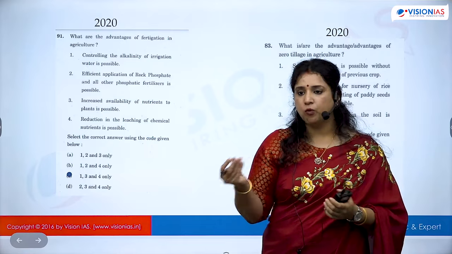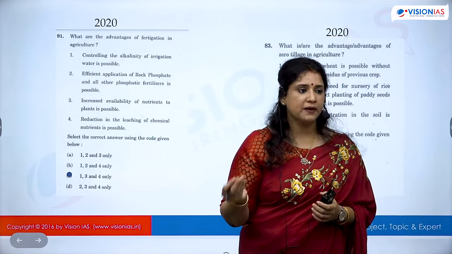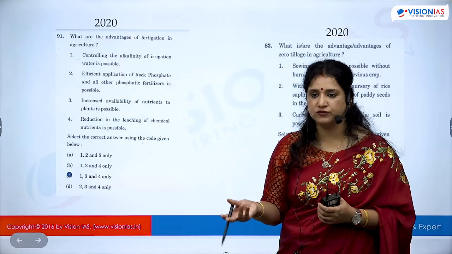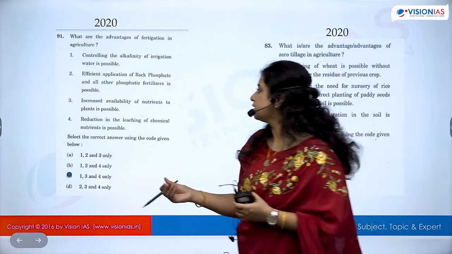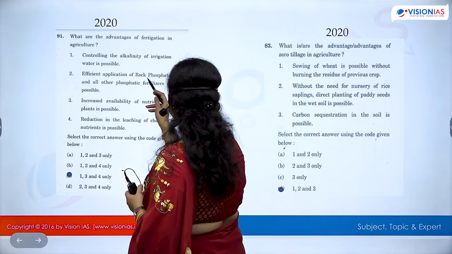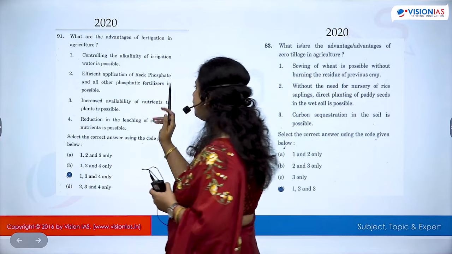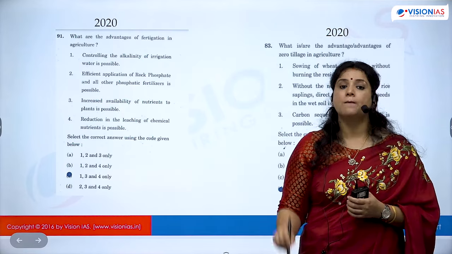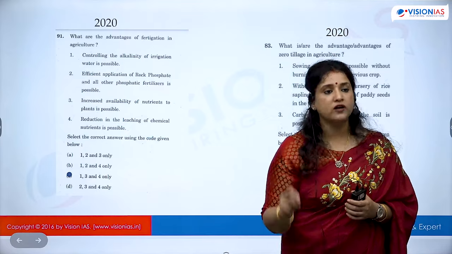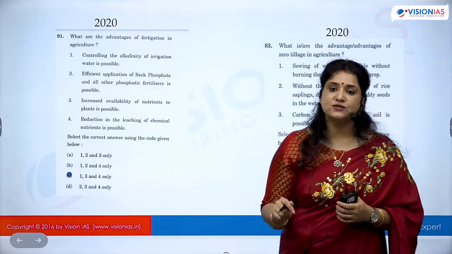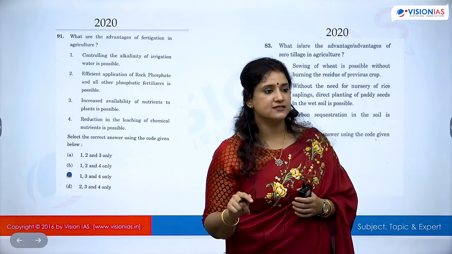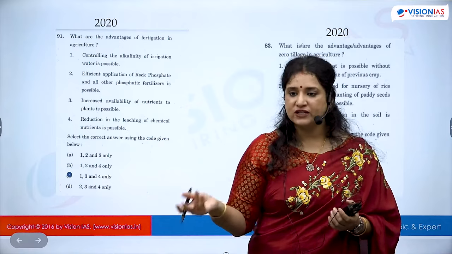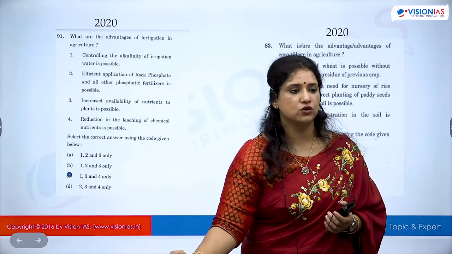So if your water, you can decide how much salts it will have, you can control the pH of the water through that fertilizer. Okay, efficient application of rock phosphate and other phosphatic fertilizers is possible. This is not correct. Most of the phosphates are not water soluble. That is why phosphate mineral fertilizers you cannot do through fertigation, because obviously in water you can only send that which dissolves in water.